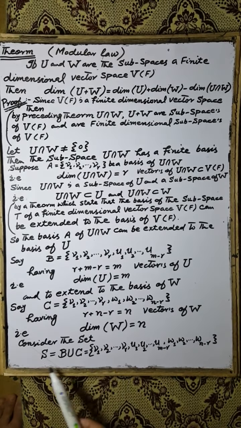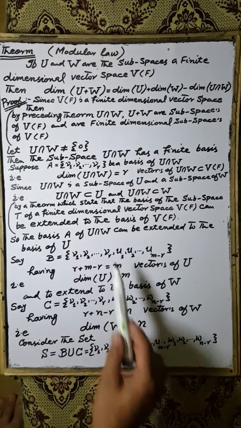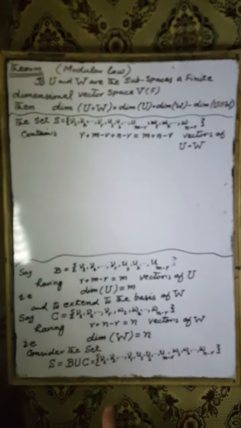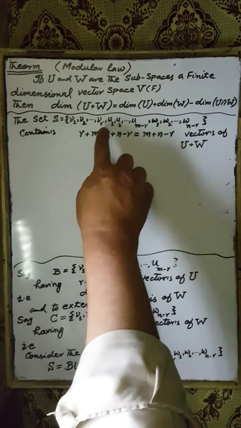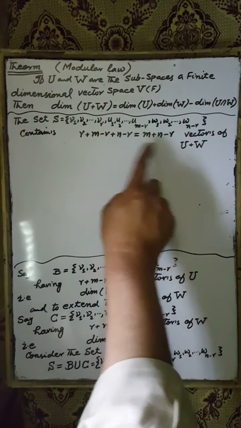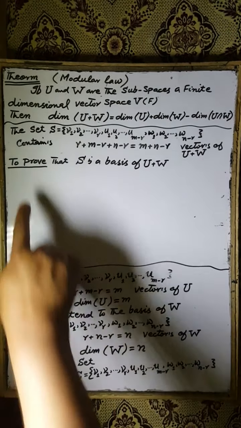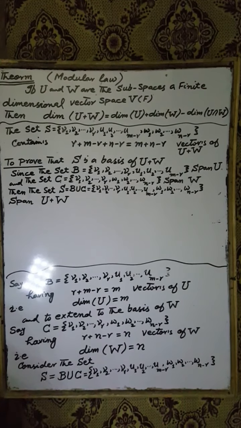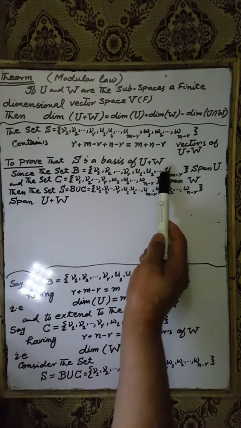consider the set S obtained from the union of the set B and C, containing all the elements of the set B and all the elements of the set C. The set S contains r plus m minus r plus n minus r, which is equal to m plus n minus r vectors of the subspace U plus W. We need to prove that the set S is a basis of the subspace U plus W.